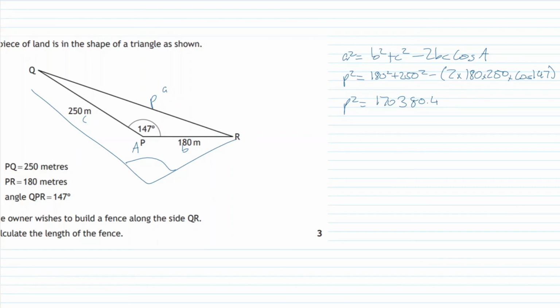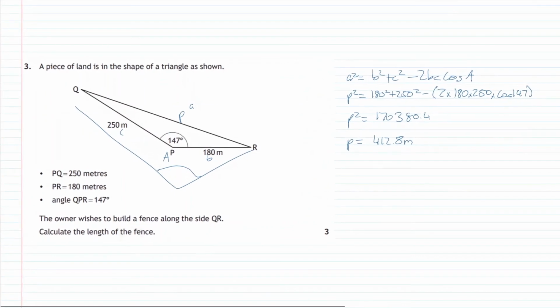170,380.4. But remember, we're not looking for P squared, we're looking for P, looking for side P. So P is the square root of this, which is 412.8. And the question's in meters, so I'll leave it in meters, and I'll zoom out so you can see the whole question there. There we are.